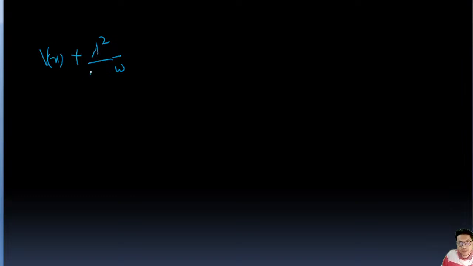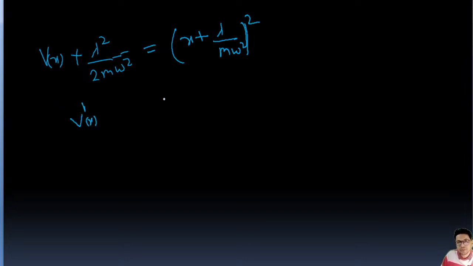We have taken this part. This is in left hand side. Okay, this is going to be x plus lambda upon m omega square. Okay, this whole square. So we can say this as a v dash, right? Let this term is v dash, and this is x dash square, right?